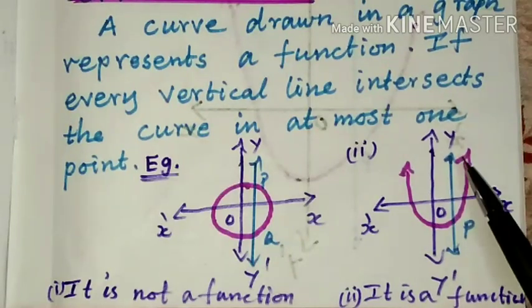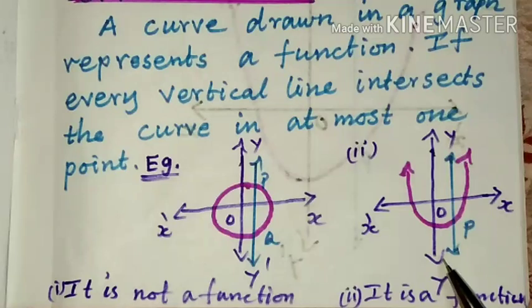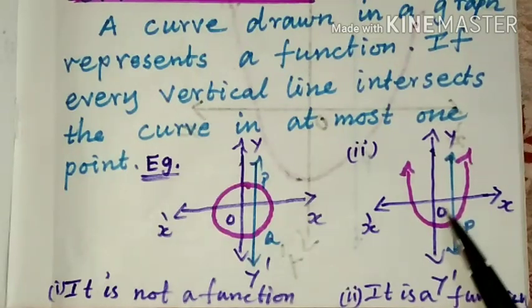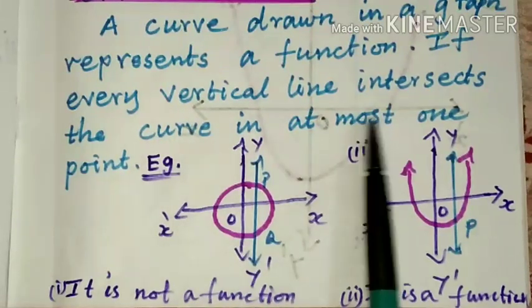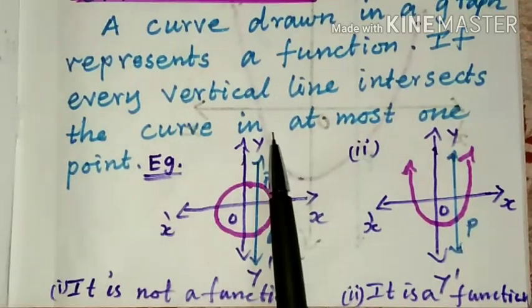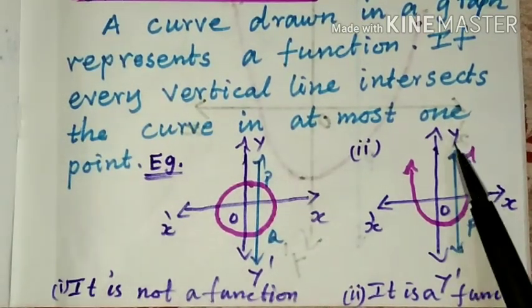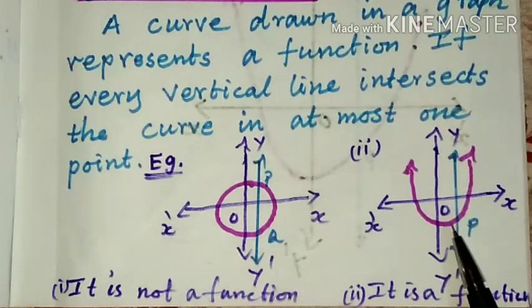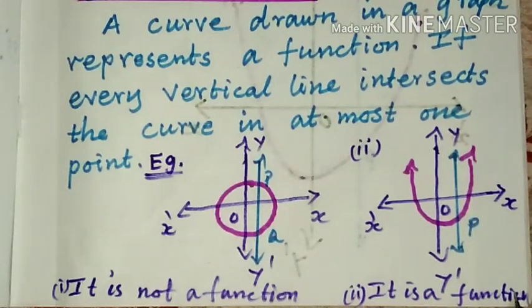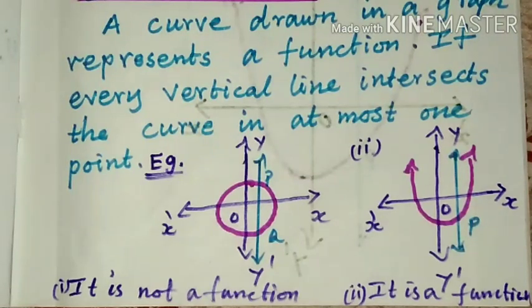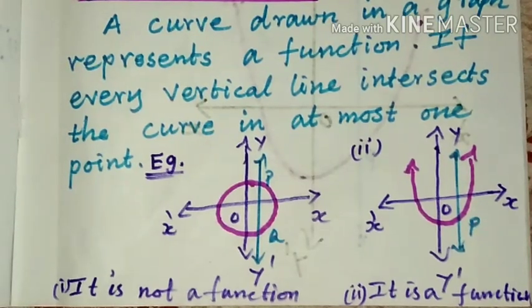Here in this graph, the vertical line intersects at most one point. By the definition, every vertical line intersects the curve in at most one point. Therefore, the vertical line intersects at one point P. So, this graph represents a function. Now, can you get a clear idea about a function by using the vertical line test? Now, we move on to the example sums.